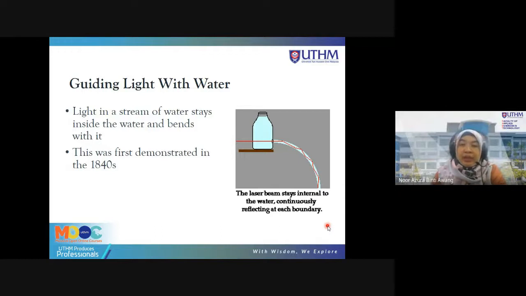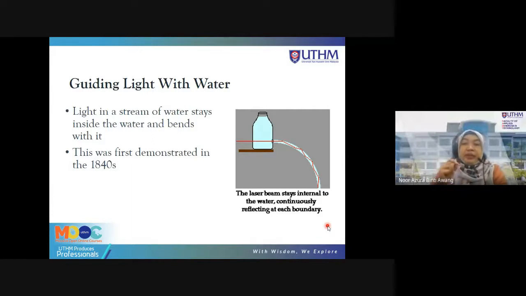They cannot bend. But inside the water, you can find that they have a bending. The bending follows the water flow. So this started from 1940, which first demonstrated that light is passed inside the water. Therefore, the fiber optic appeared.